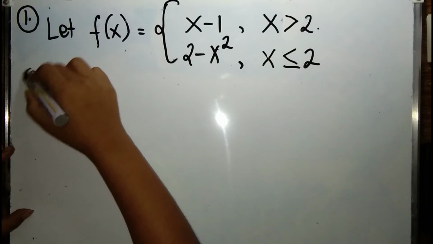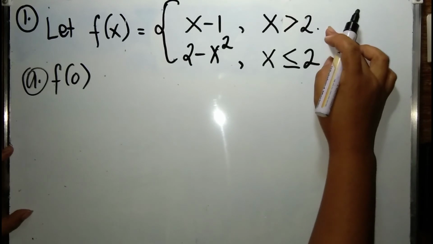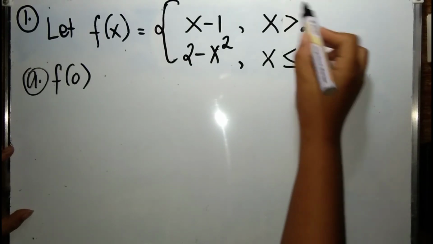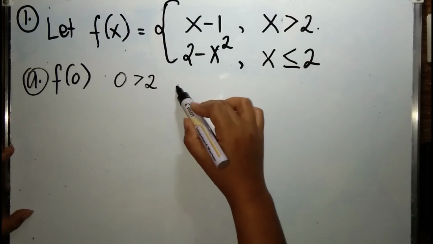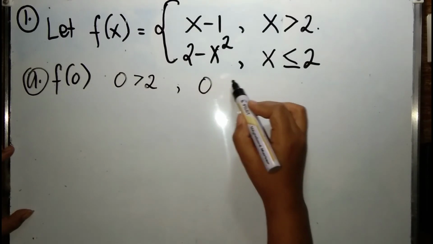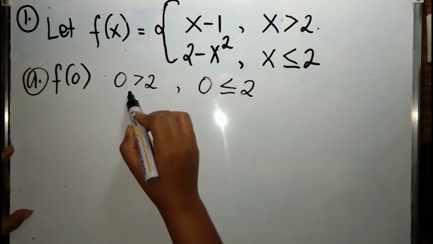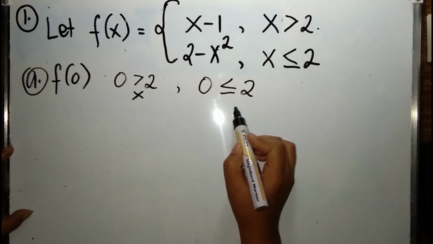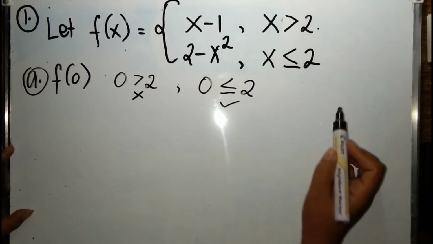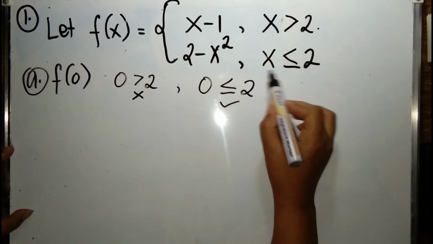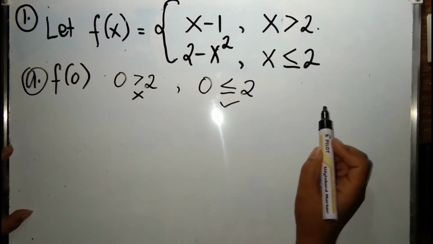Okay, so letter A, f of 0. So titingnan po natin yung x is greater than 2 and x is less than or equal to 2, if saan po yung tamang statement. So first is 0 greater than 2, then 0 less than or equal to 2. So 0 greater than 2 is not a correct statement. 0 less than or equal to 2 is a correct statement. So gagamitin po natin yung 2 minus x squared, which is in line to x is less than or equal to 2.